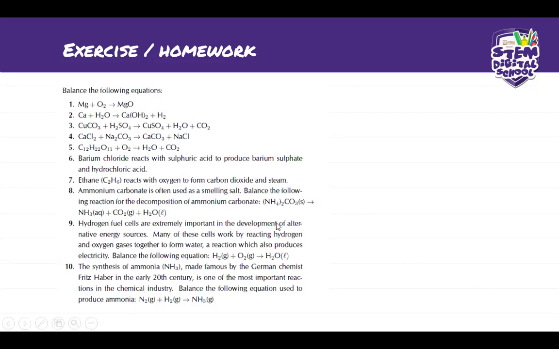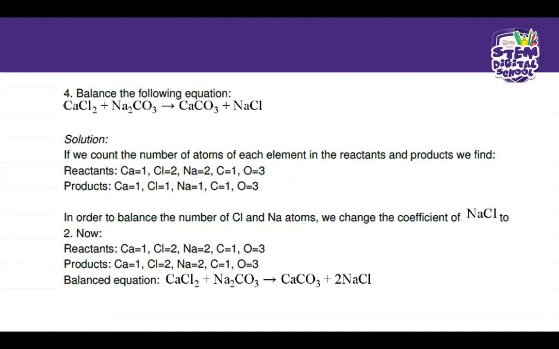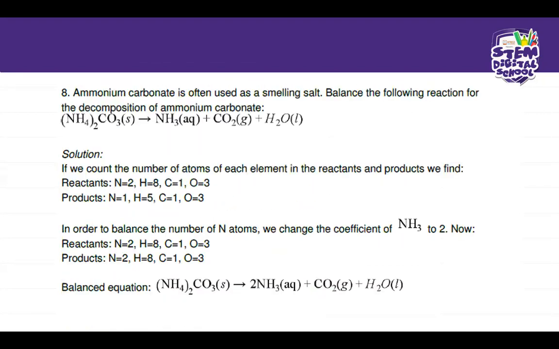We've got one compound and the reaction gives you small little compounds that it's broken into. Okay, so let's see how that one was solved. It says ammonium carbonate is often used as a smelling salt. Balance the following reaction, right? And this is how we write it, okay? So now we need to balance.